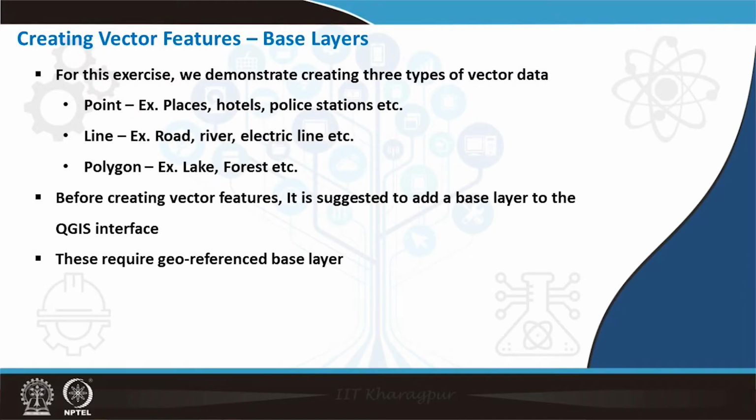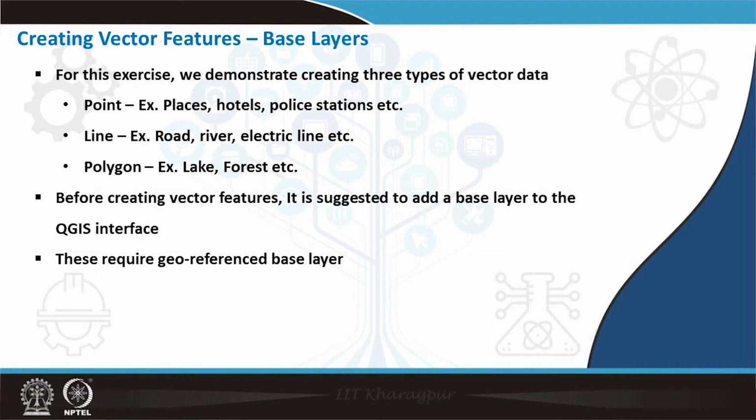To create a vector layer, we need base layers. Base layers are the ones which have information on them beforehand. For example, in this exercise we demonstrate creating three types of vector data. For example, point features like places, hotels, police stations, or it may be hospitals, etc. Line features such as road, river or electric line, etc. and polygon features such as lake or forest, etc.